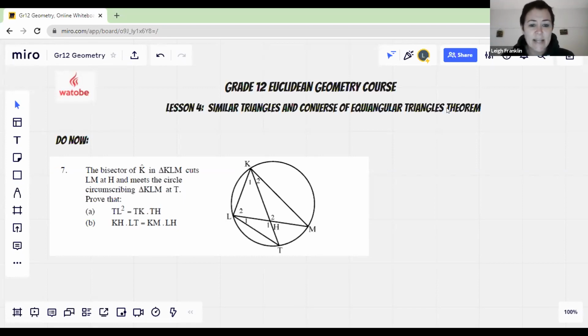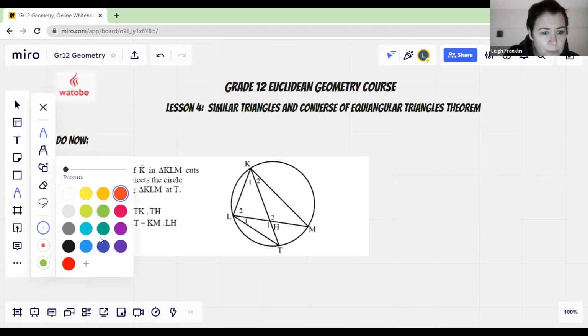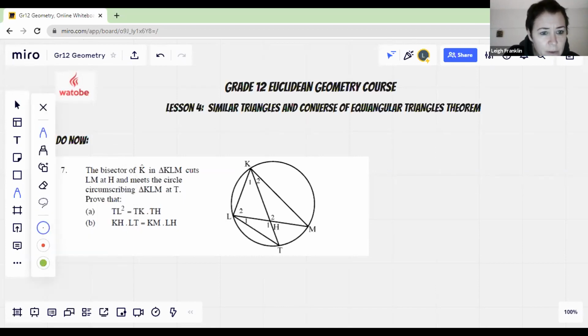The bisector of K. Now, what does the word bisect mean? Do you know what the word bisect means? You can put it into the chat if you don't want to unmute yourself. What is a bisector? If something bisects something else, what are they telling us?